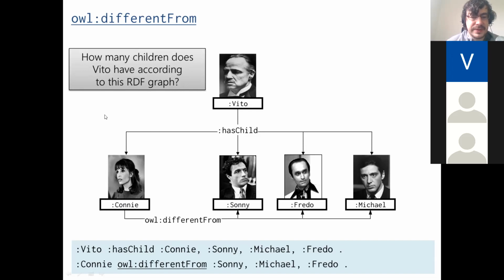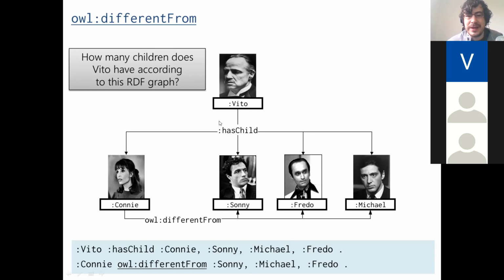Anyone want to guess? At least two? Yep, exactly, at least two. This is because we know that there must be at least two different children. It's still possible that these three nodes here refer to the same entity, but we know that there must be at least two here, right? So this allows us to maybe then make more inferences later on.